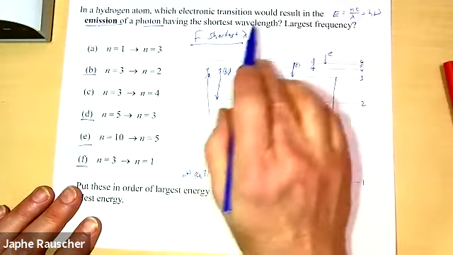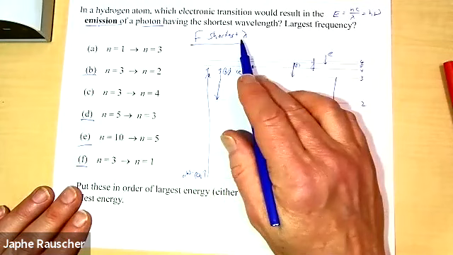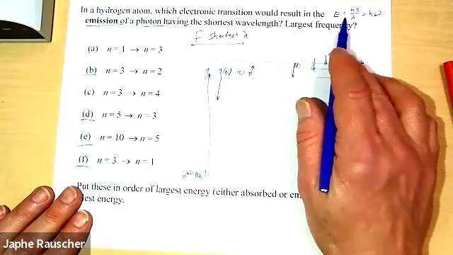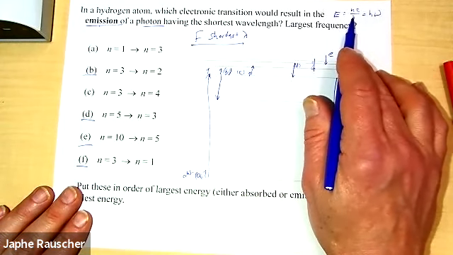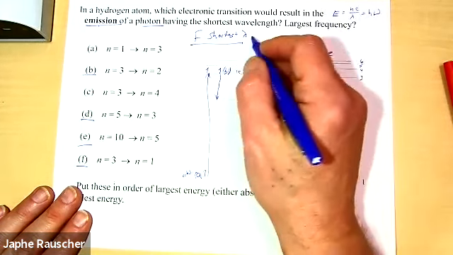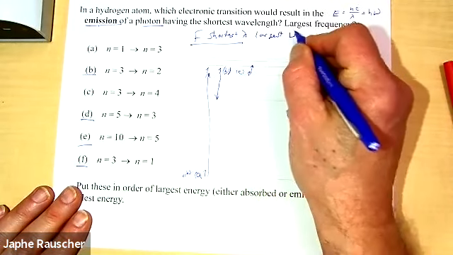Now, which one has the largest frequency? Well, the shortest wavelength is the same thing as the largest frequency, because they're inversely related to each other, frequency and wavelength. So F is also the largest frequency, all right?